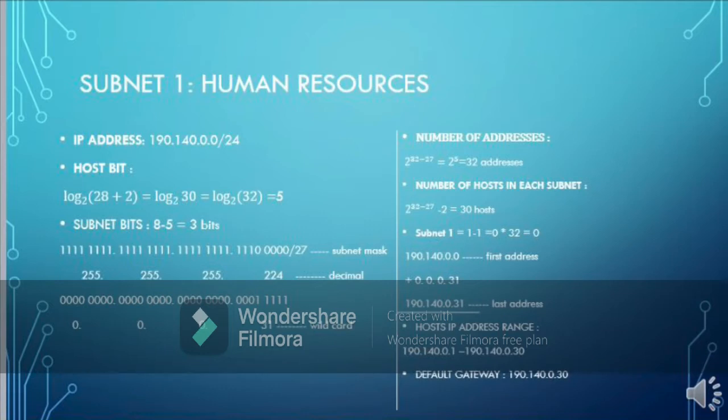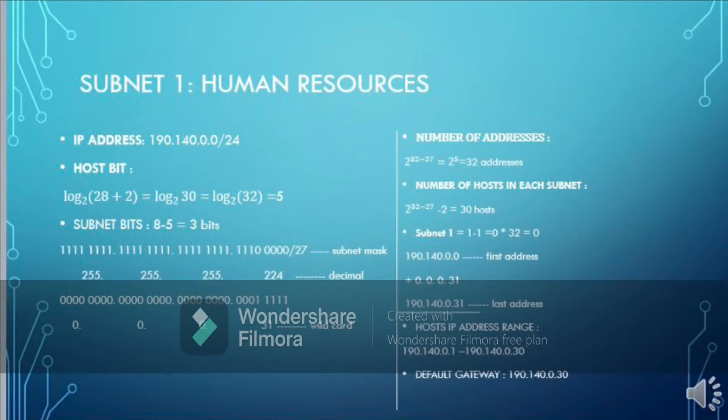Then we convert the binary number back into a decimal number, so we get 0.0.0.31. Next, for the number of addresses, we have 2 power of 32 minus 27, which is the subnet mask. So it is equal to 2 power of 5, which equals 32 addresses. For the number of hosts, we also have 2 power of 32 minus 27, but this time we have to minus 2, so we get 30 hosts. Here is the first address, but to get the last address, we add the first address with the wildcard using the OR operation. That's how we get the last address.